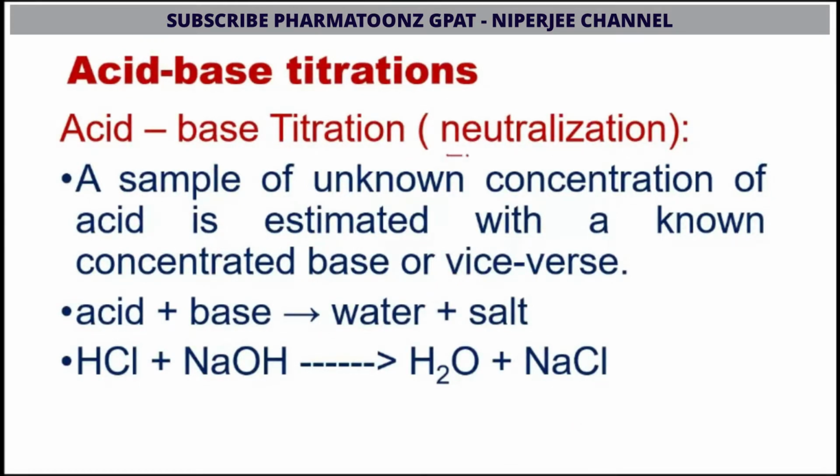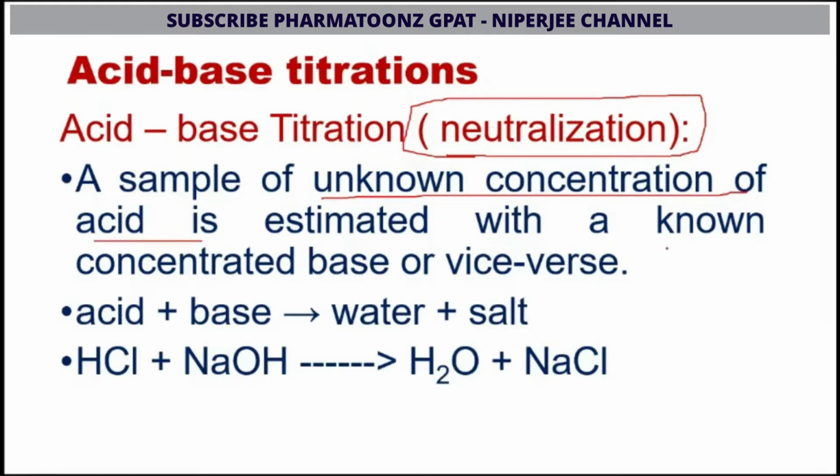It is also called neutralization reactions. So the basic principle is neutralization reactions. What is acid-base titration? An unknown concentration of the acid is estimated with a known concentration of the base, and vice versa. You can take an unknown concentration of base, and in the titrant you can use the acid. In the same way, when the acid is of unknown concentration, in the burette you have to take a base.